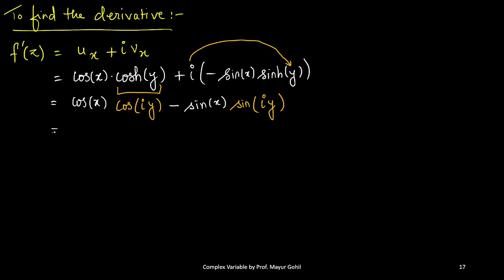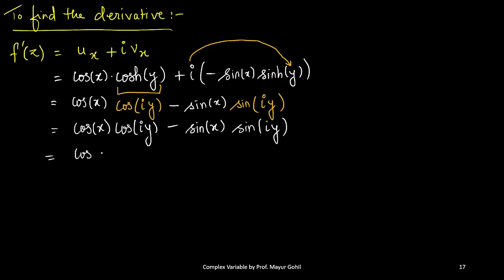So now I get cos x cos iy minus sine x sine iy, I'll just write the whole formula again so that it is clear, and this is nothing but cos of x plus iy, and this expansion is nothing but cos of z. So that's the derivative of function f of z.